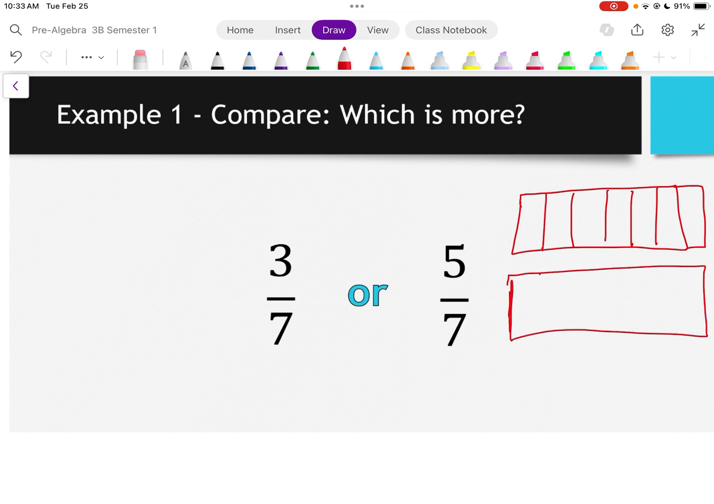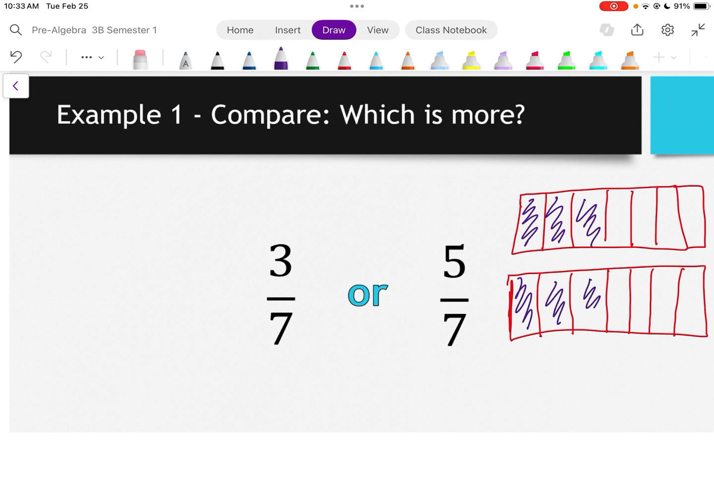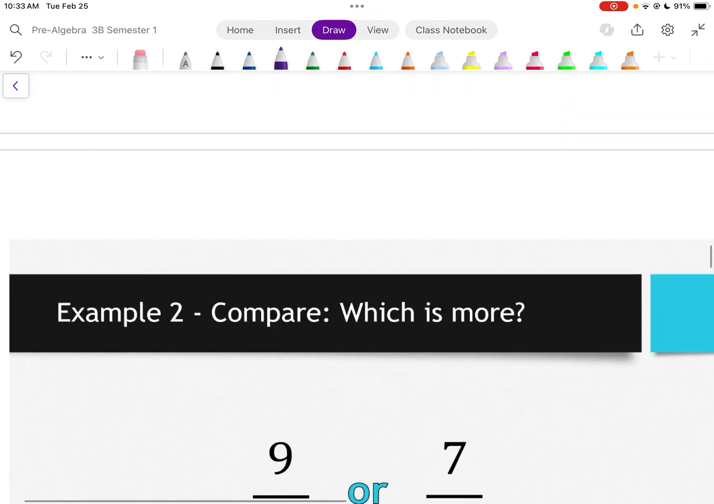When we're comparing, the whole has to be the same size between these two fractions. So notice I drew 2 bars that are the same size and divided them both into 7 parts. Now the first one is 3 out of 7, and the second one is 5 out of 7. So when we compare them, we're able to see that 5 out of 7 covers more of the fraction bar, making that number the largest.